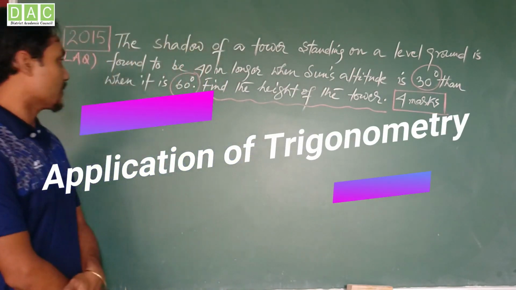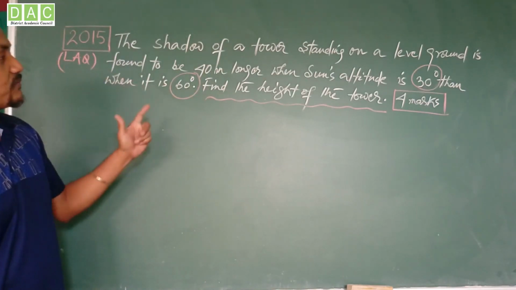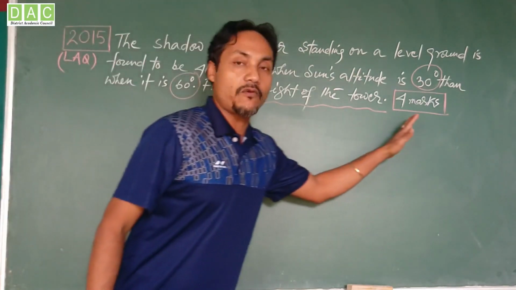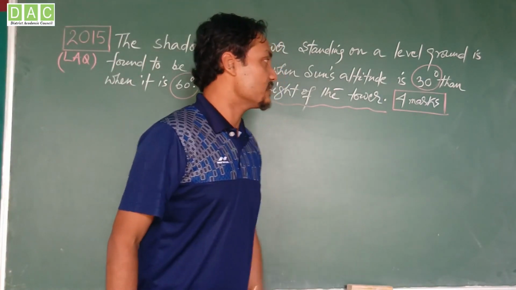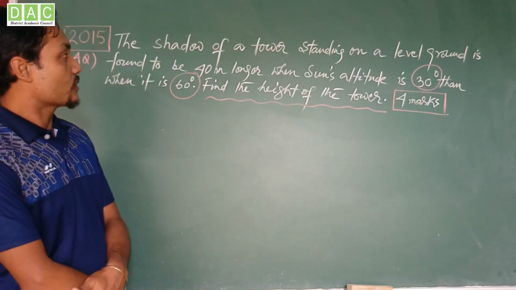Here see the question. This is a long answer type question, and this type of question has 4 marks. Every question carries 4 marks. That means it is a long answer question. Now we try to solve this question.